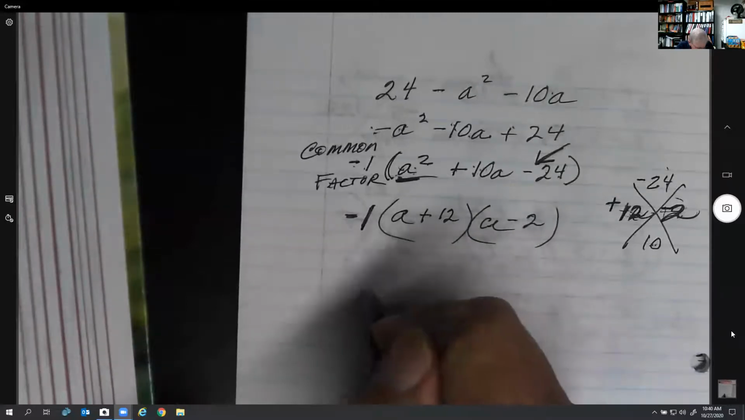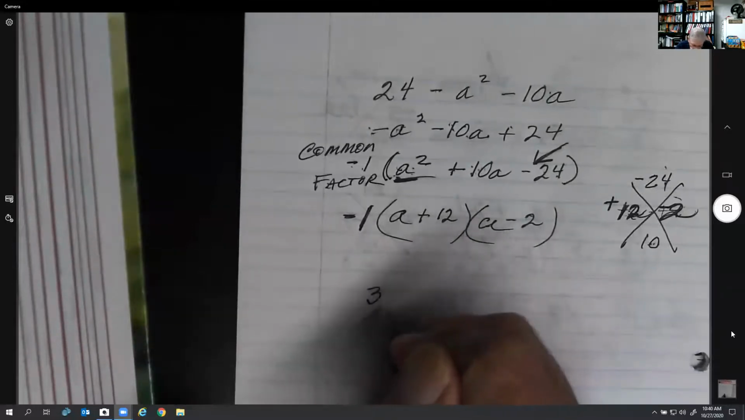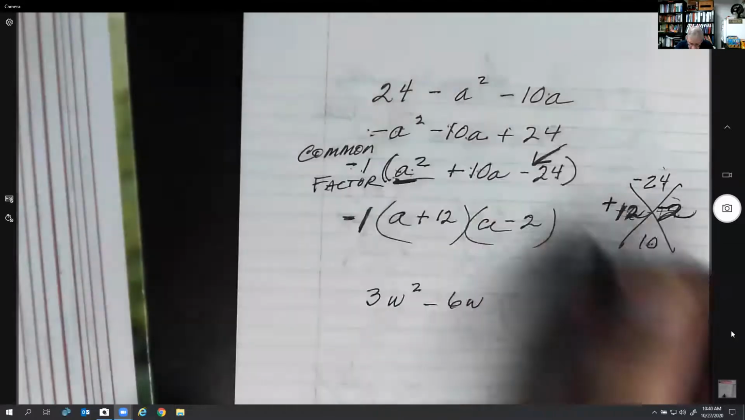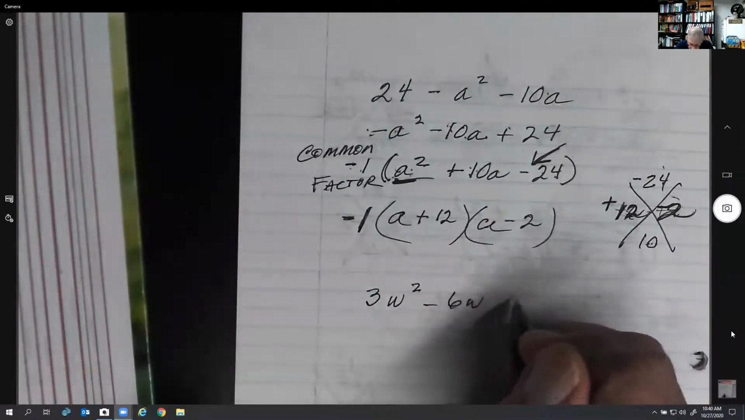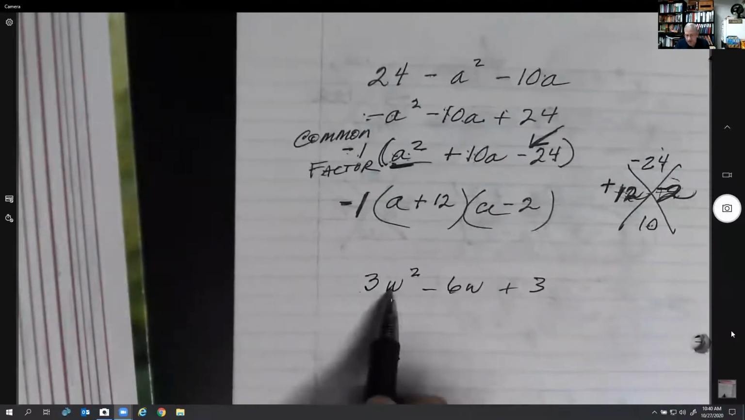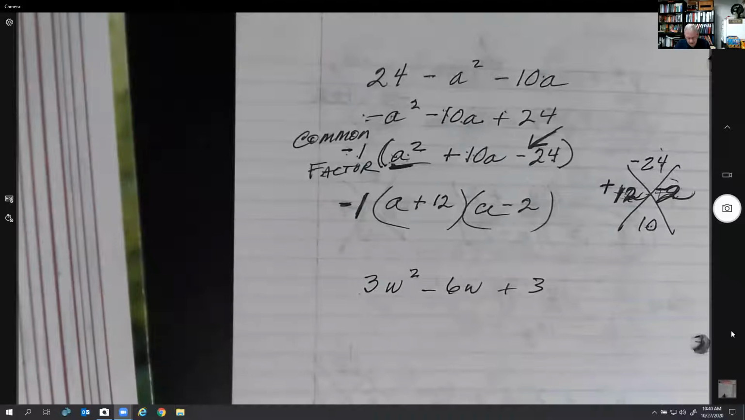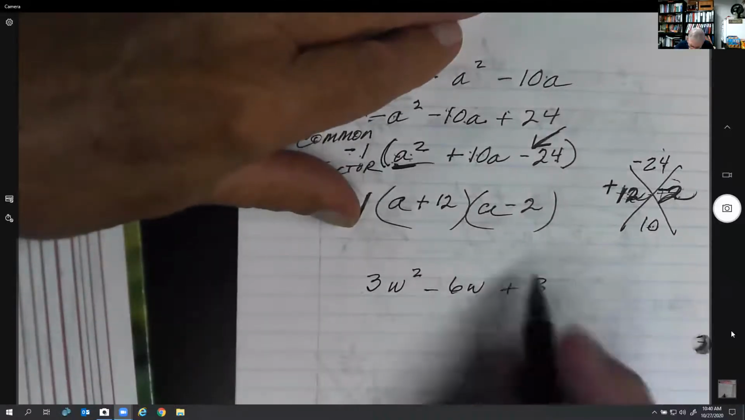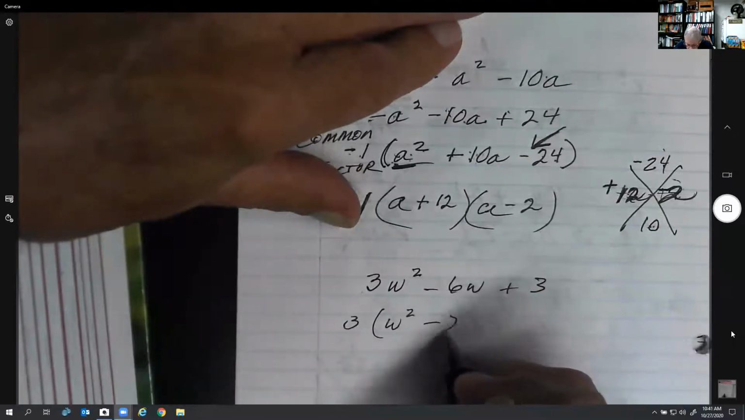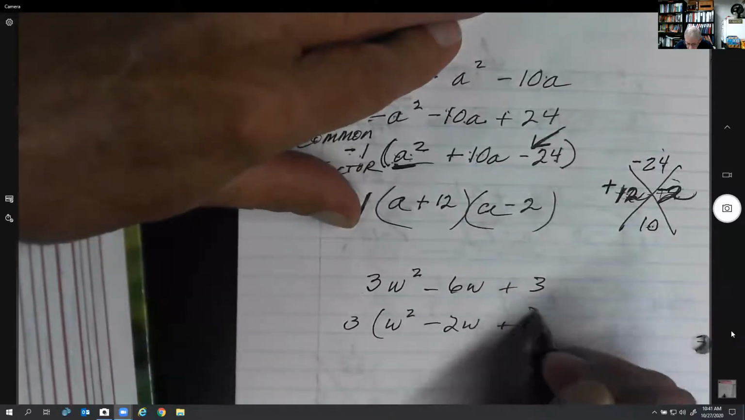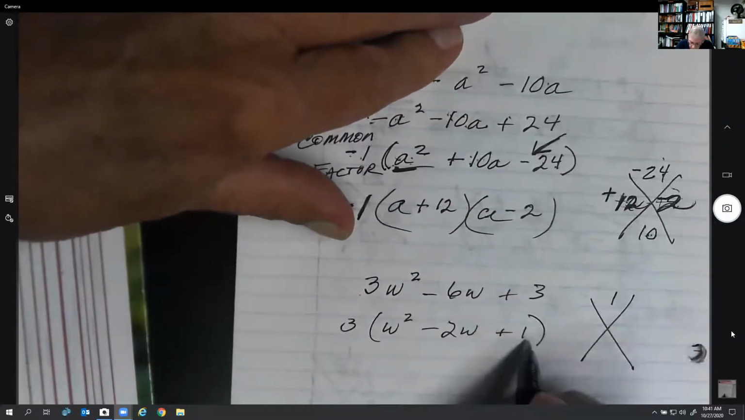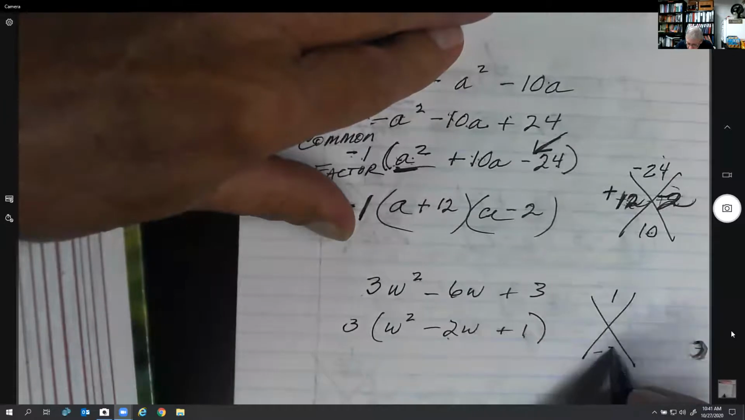Okay, here's another one. This time, we want these in descending order, which this one is. But before we jump into factoring, sometimes we might have a number in front. We always see if there's a common factor you can pull out. Okay. We need a 1 when we multiply. We need a negative 2 when we add.